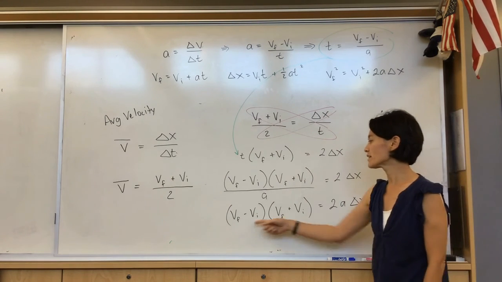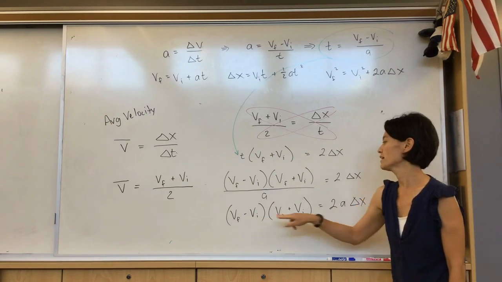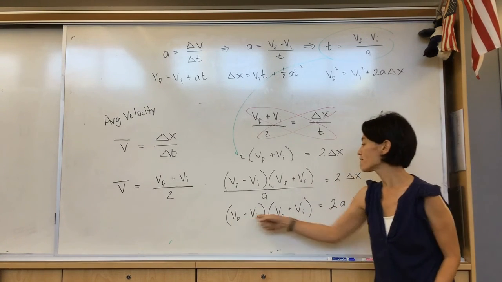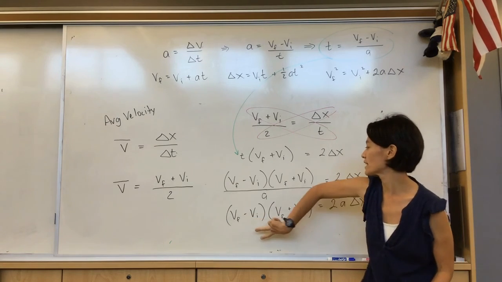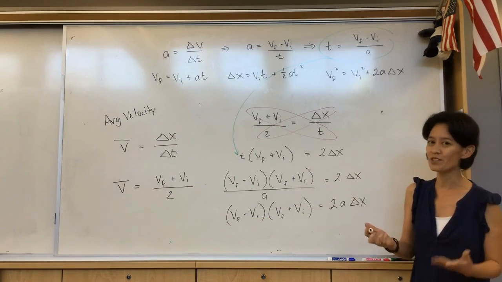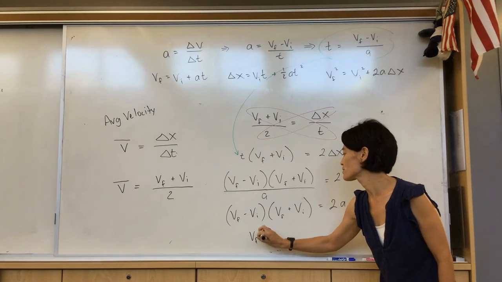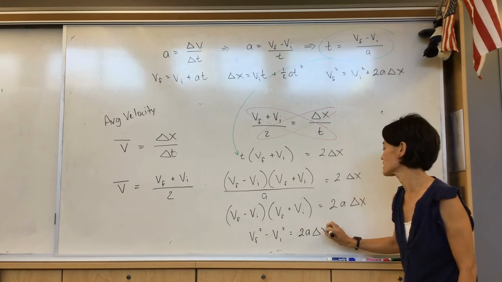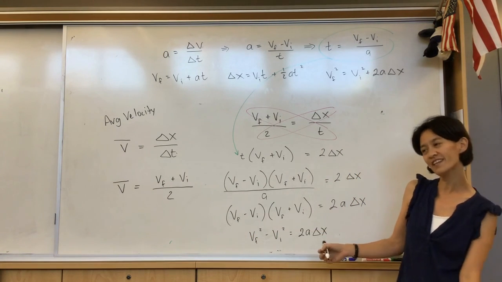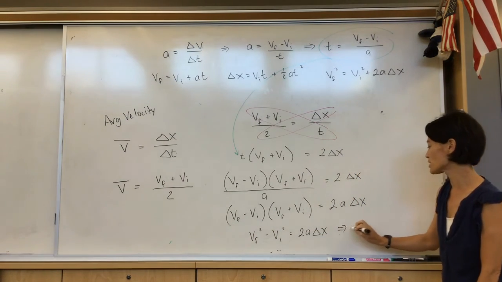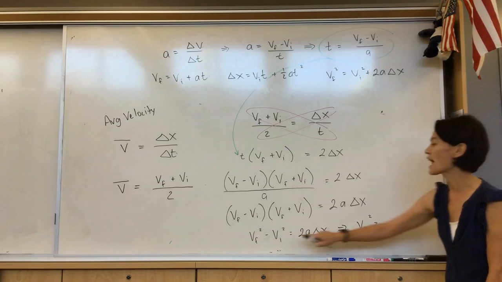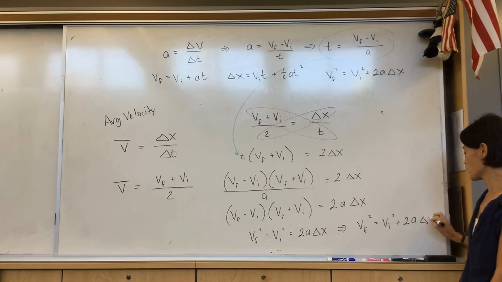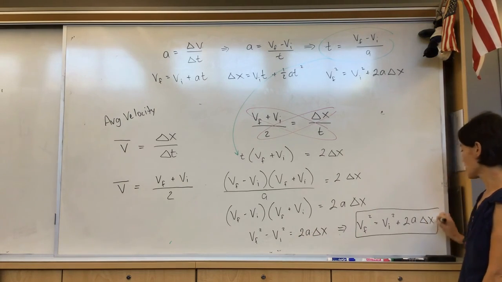And then if you look at this side over here, you have v final minus v initial times v final plus v initial. And this actually, if you FOILed it out, first, outside, inside, last, shakes out to be just a difference of squares. So this is v final squared minus v initial squared is equal to 2a delta x. I know that property from math, it's finally used. And then we just rearrange it to be v final squared, I'm going to add that over, is equal to v initial squared plus 2a delta x. So that is where that third equation comes from.